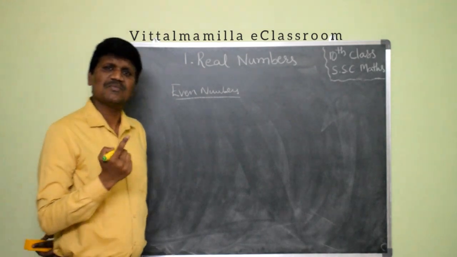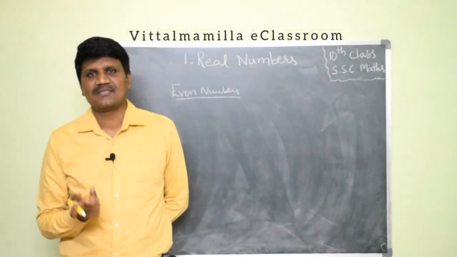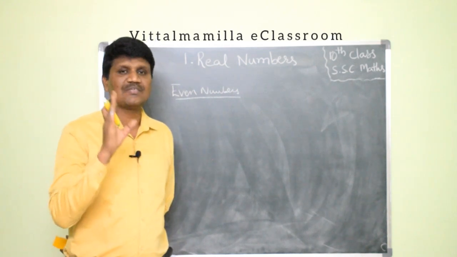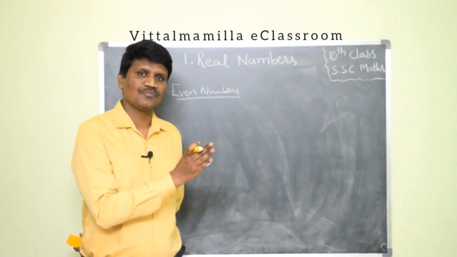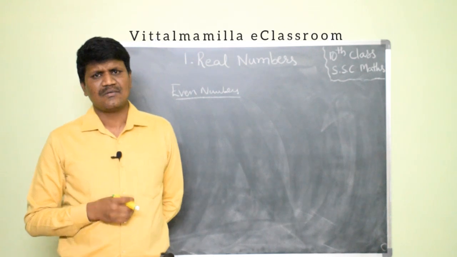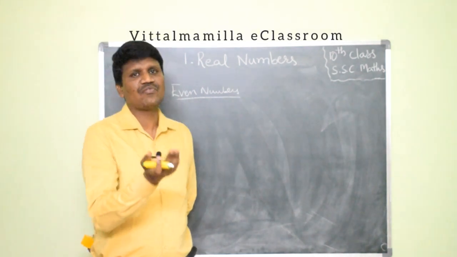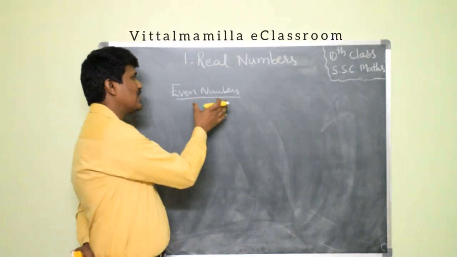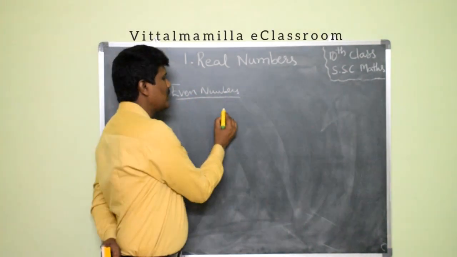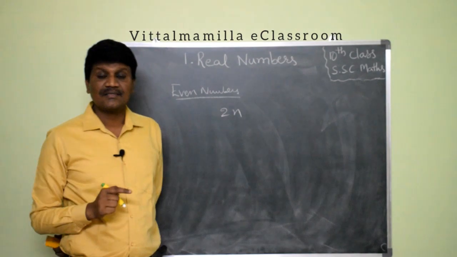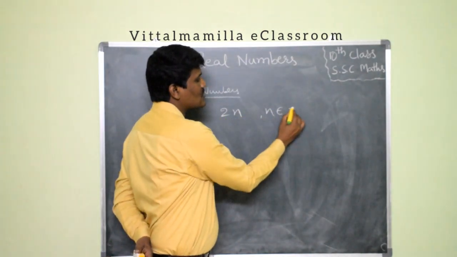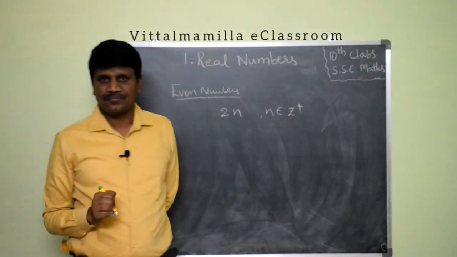So what are even numbers? Even numbers are the numbers which are divisible by 2. The numbers which are divisible by 2 are called even numbers, or else the multiples of 2 are called even numbers. The general form of an even number is 2n, where n belongs to Z plus.